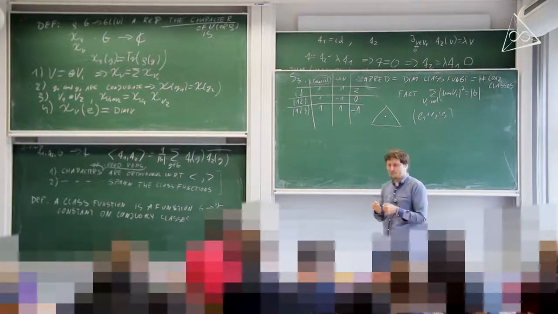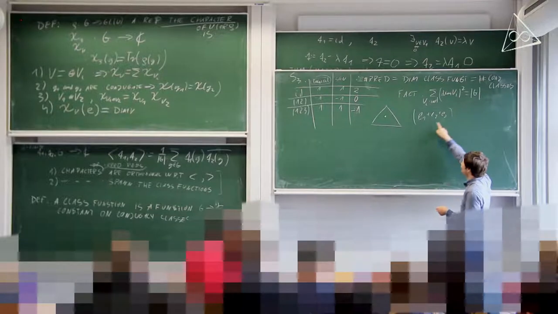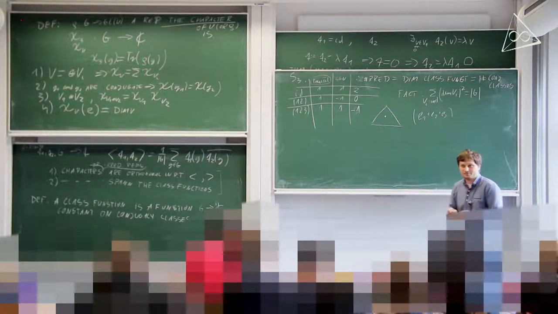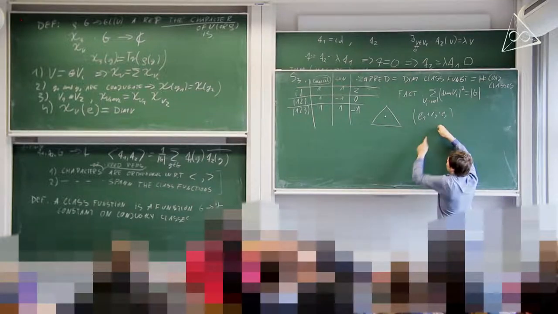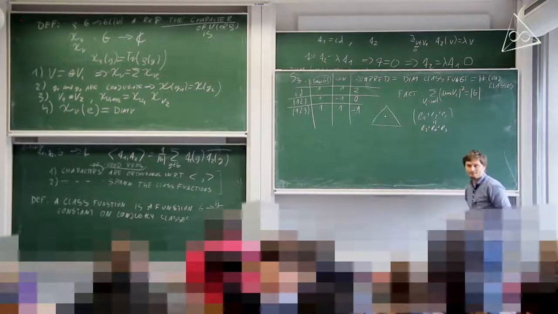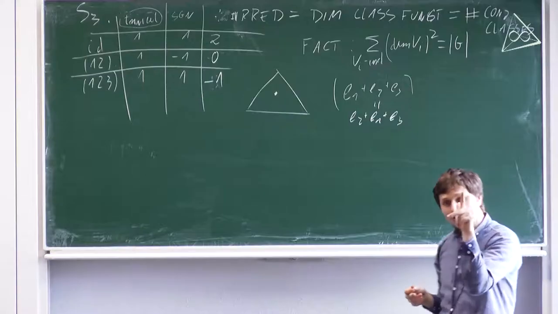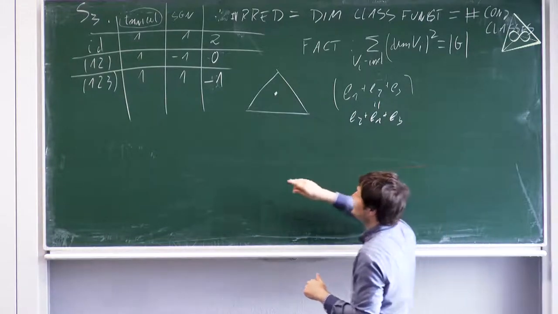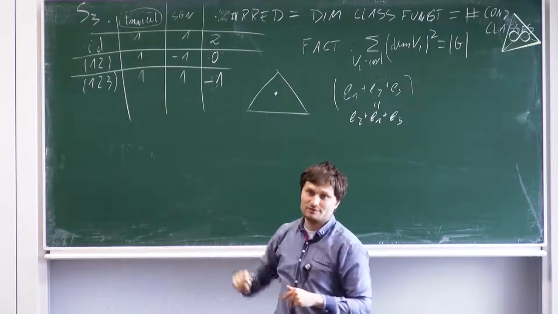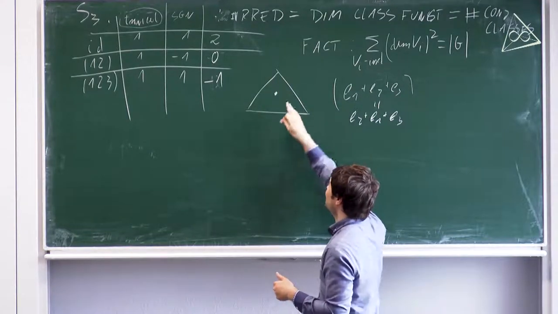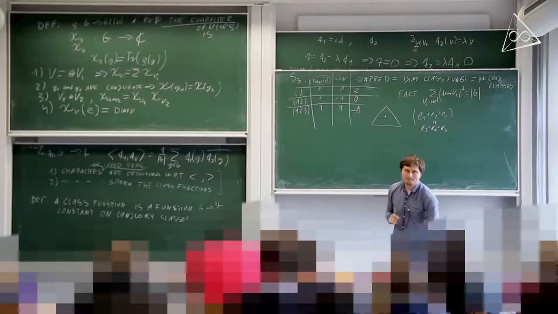It's a sum of two representations. And one of them is very easy. If I take E1 plus E2 plus E3, this is preserved by any permutation. If I change E1 and E2, I get E2 plus E1 plus E3, but it's clearly the same. So if I decompose this three-dimensional representation, I get a one-dimensional representation and a two-dimensional representation that can be regarded as symmetries of the triangle in a plane.